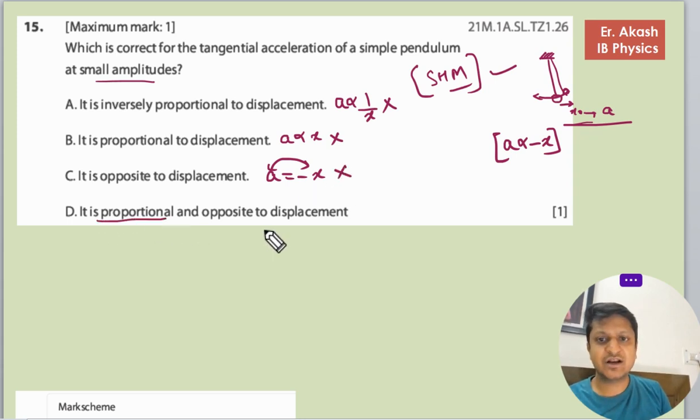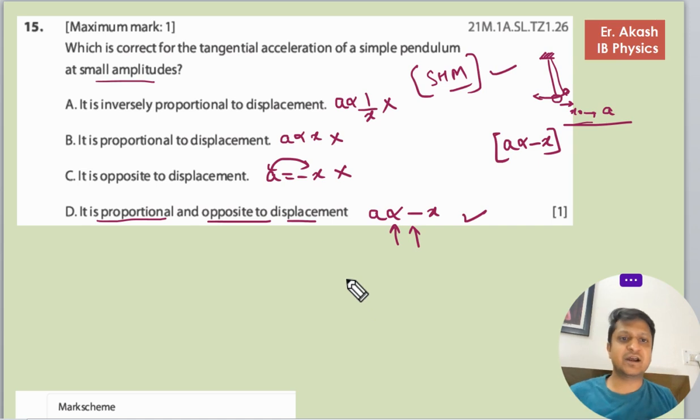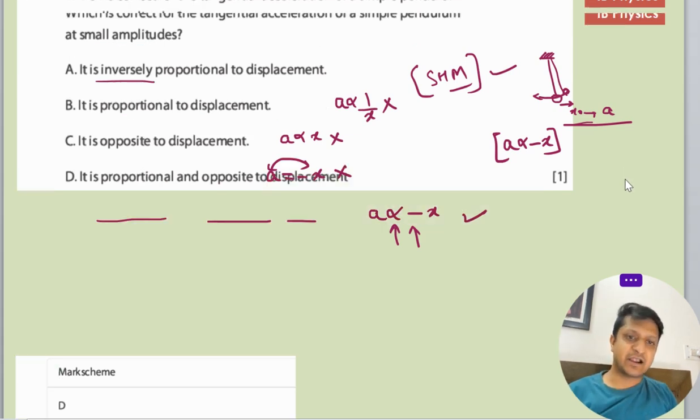It is proportional and opposite to the displacement. Yes, the acceleration is proportional and opposite to the displacement. So this is the proportional sign and this is the opposite sign. So the D option will be the right option. Now we will check the mark scheme. The mark scheme says D is the right answer.